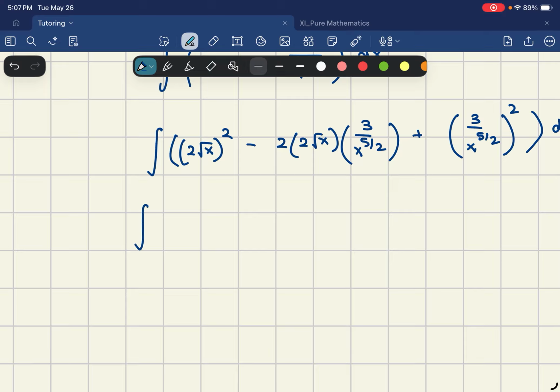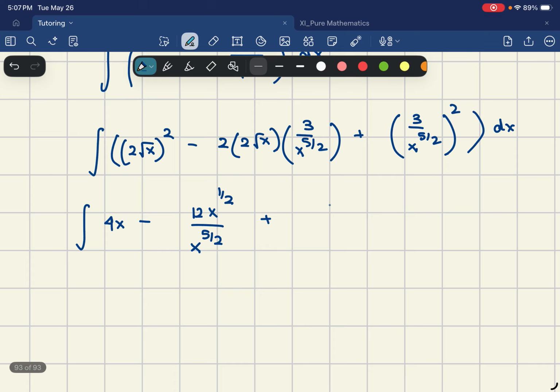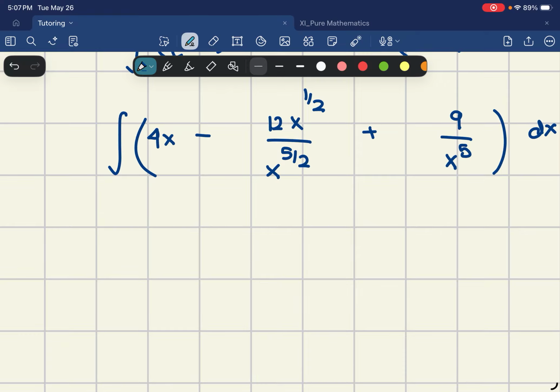All right. So now this is just going to be integration of 4x, right? 2 squared is 4, square root of x squared is x, minus, you have 2 times 2 is 4 times 3 is 12 root x, and root x is just x to the power half. And in the denominator, you have x to the power 5 over 2, plus 3 squared is 9, and then if you multiply 5 over 2 times 2, right? x to the power 5 over 2 squared is just you multiply the two powers together, you are going to get x to the power 5, dx.